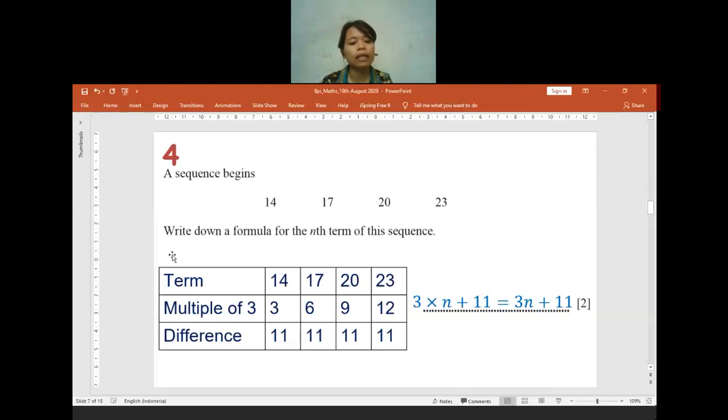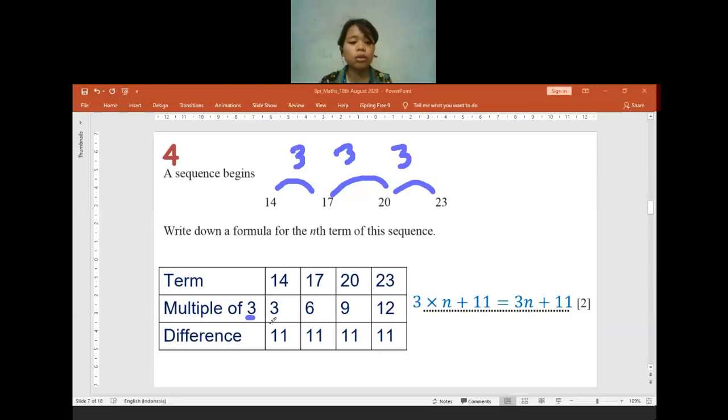To find the nth term, we use the same method as when we find the position-to-term rule. The first thing we have to do is check the difference from 14 to 17. The difference is 3. From 17 to 20, the difference is 3. From 20 to 23, the difference is 3. Because all the differences are 3, it means we have to find the multiples of 3. Multiples of 3 are 3, 6, 9, 12, and so on.